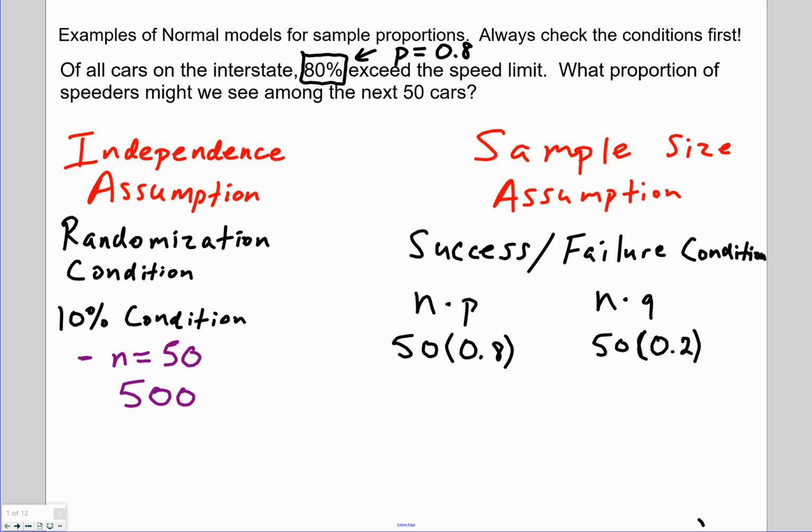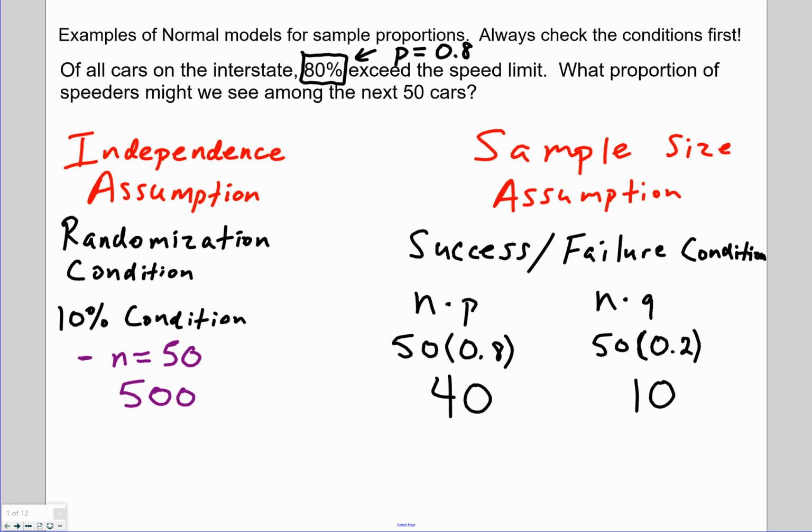That's what the Q means. And that is similar to what we did in our last unit. And again, I guess you could think of it, a success in this scenario is speeding. All right, so what's 50 times 0.8? 40. And what's 50 times 0.2? 10. And you can always check these two numbers should add up to the sample size.